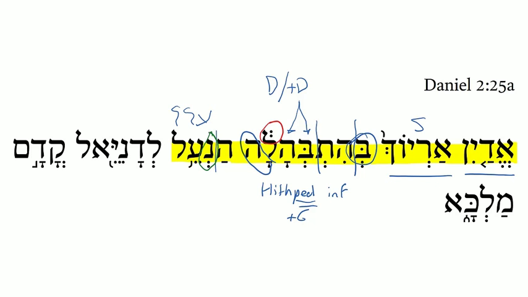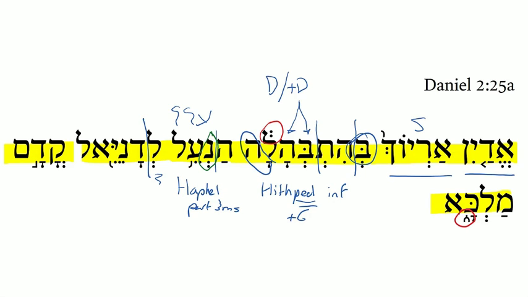So altogether, what is the parsing? This is a hafel, perfect third person masculine singular. So he caused to come. And here we have a lamed before Daniel. So we need to discern what that lamed is doing in there. And then kodam before the king, and that gets us up to the atnach.